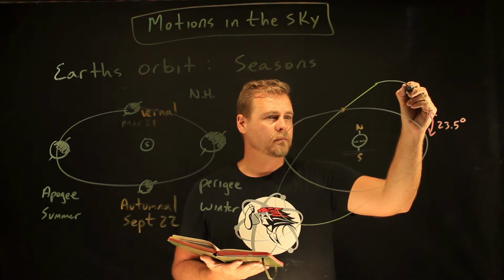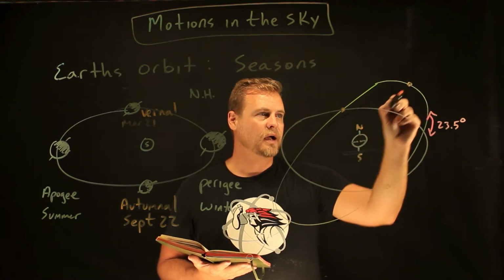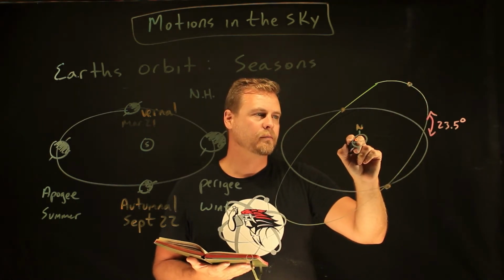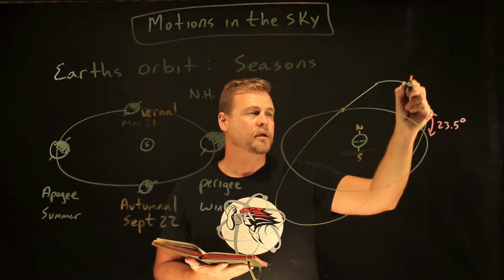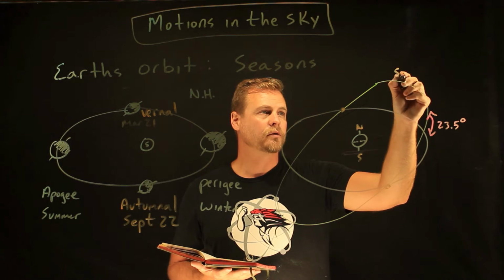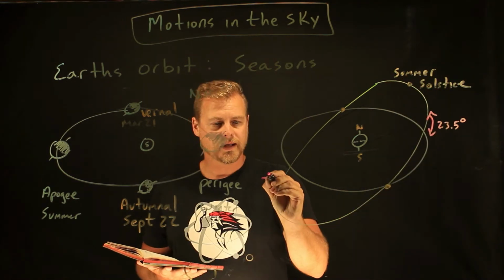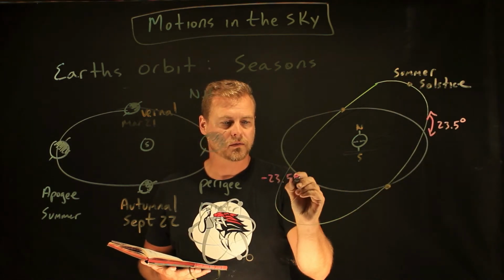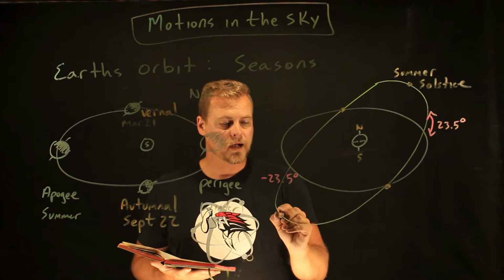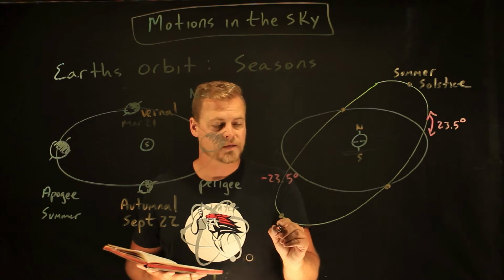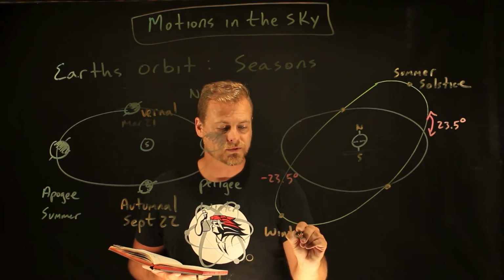This point where the sun is highest in the northern hemisphere, exactly 23.5 degrees high, is the summer solstice. Negative 23 degrees. This is the furthest south in the sky that the sun will be for us. This is the winter solstice.